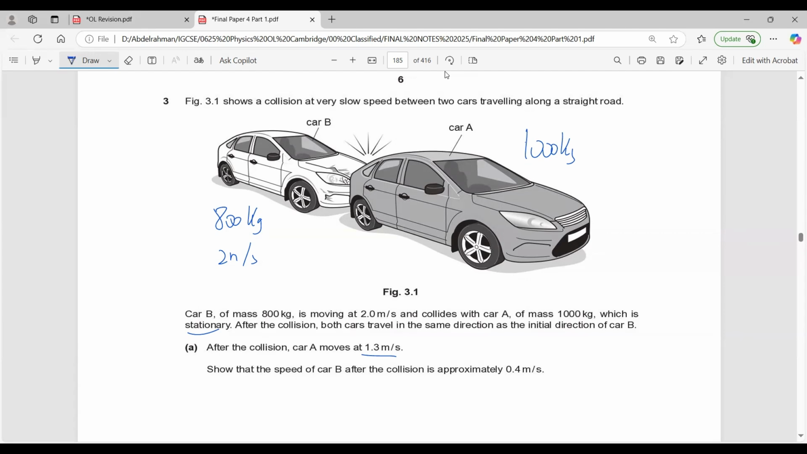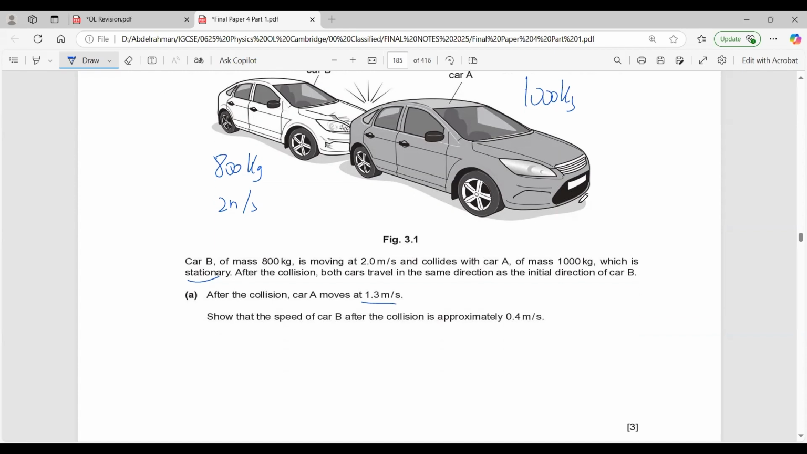Because car B hits car A, show that the speed of car B after the collision is approximately 0.4 meters per second. But in this question, are they both sticking together? No, they're not sticking together. Right? How do you know? Because car A has a speed of 1.3, so car B should have a different speed. We need to find this different speed, and find out that it is in fact 0.4 meters per second.